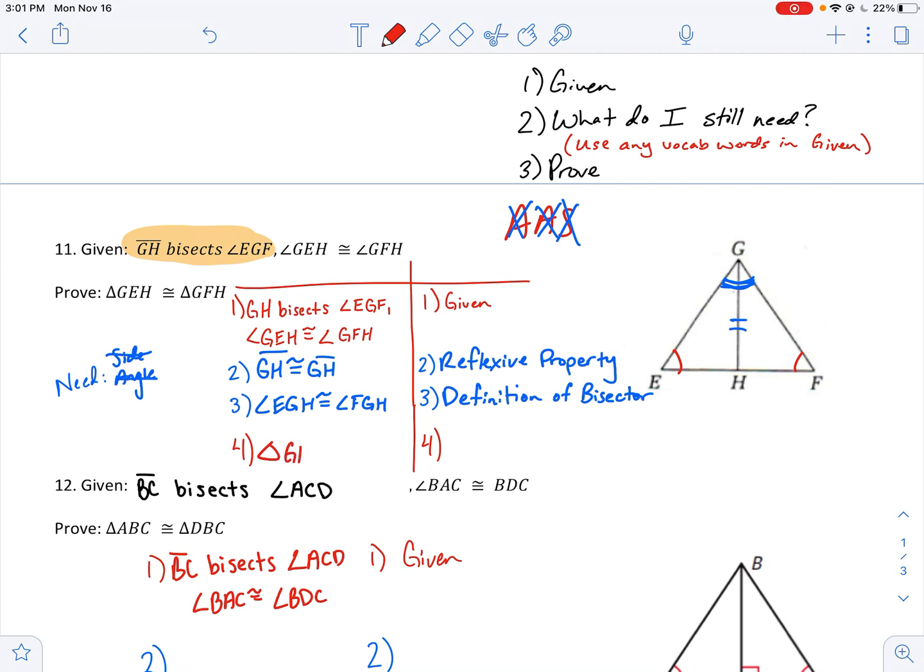GEH is congruent to GFH. And why is that? I have angle, side. All right, so again, what were those steps? We used our given statements. Then I asked myself, what do I still need to prove congruence? I used my vocab word of bisector in the given line. And that was pretty much all I needed.